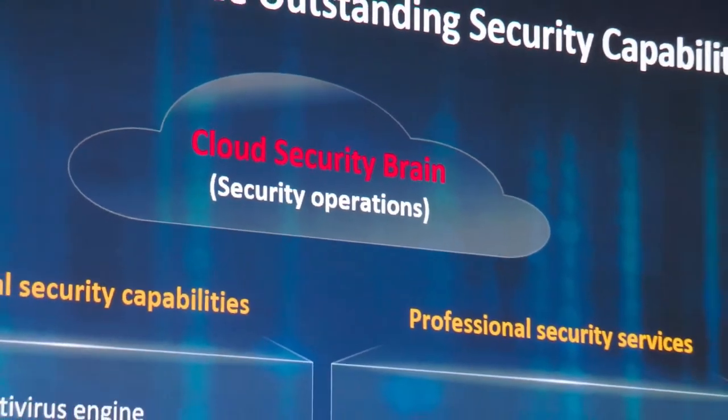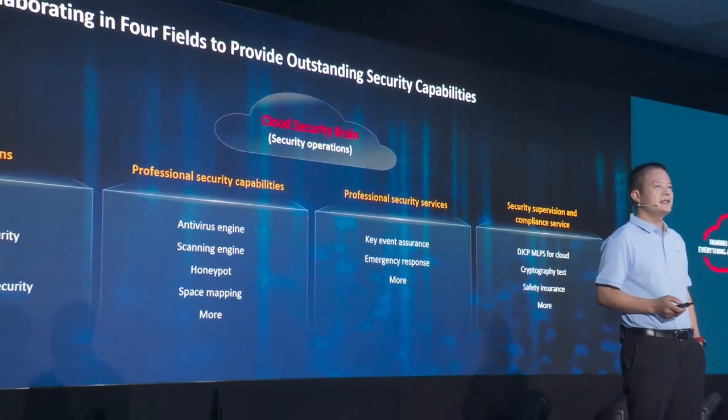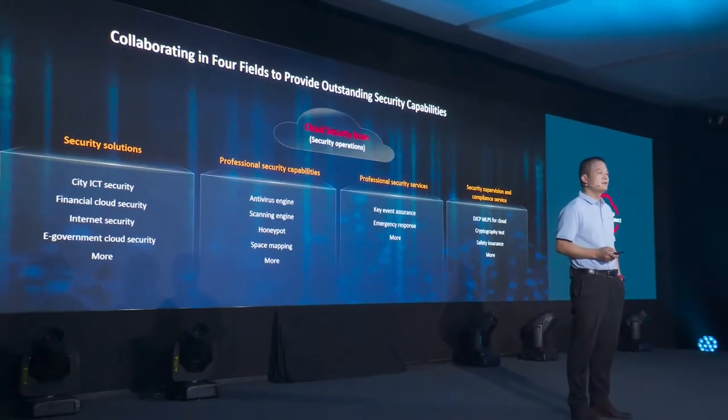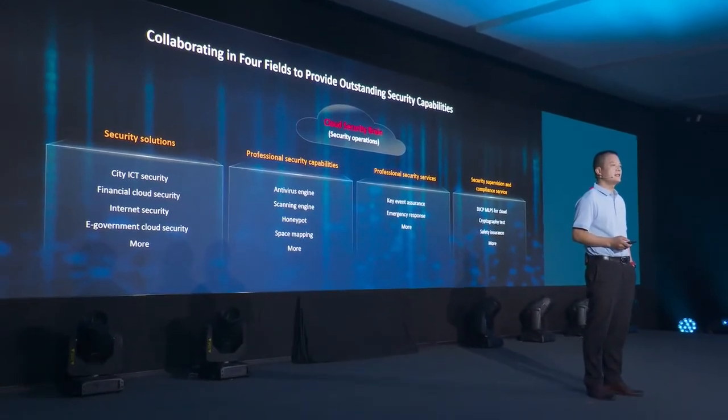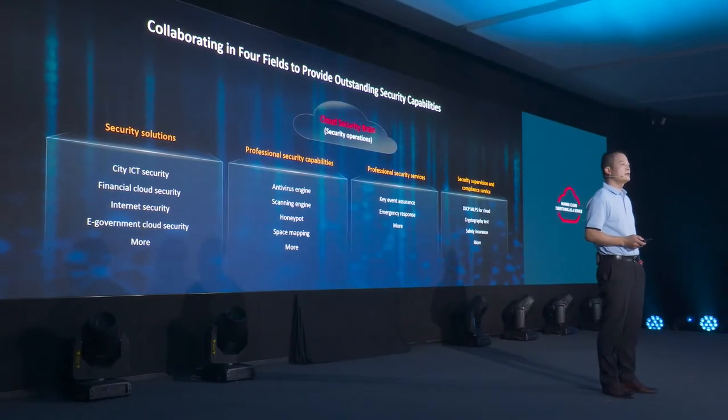Collaboration takes us further. Welcome to our cloud security brain system. We work with our ecosystem partners in four fields. The first one is industry security solutions. We focus on main services and integrate our partners' services to supplement our solution.